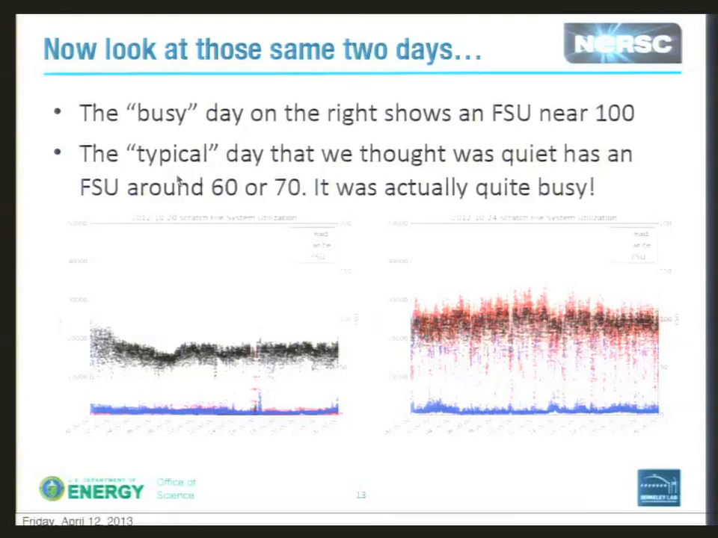then this is those same 2 days, and now the day on the left, the black gives you what I'm calling the file system utilization. This is what fraction of your total capacity for doing I/O were you using on that day. And of course, on the right, you knew that you had a really busy day, but on the left, it's actually a really busy day too, and you just didn't know that until today.